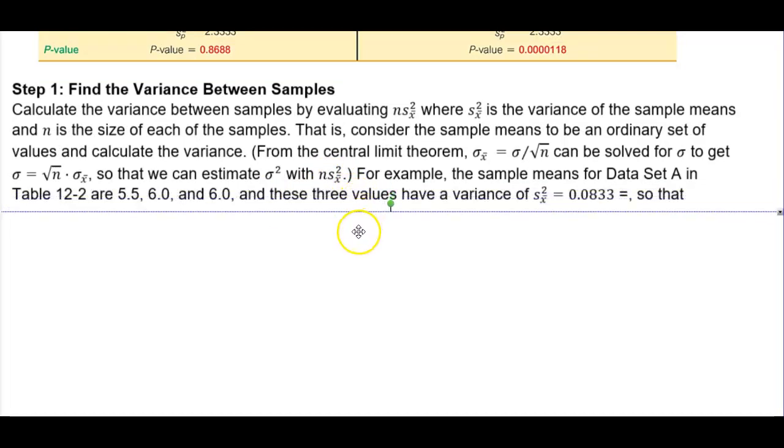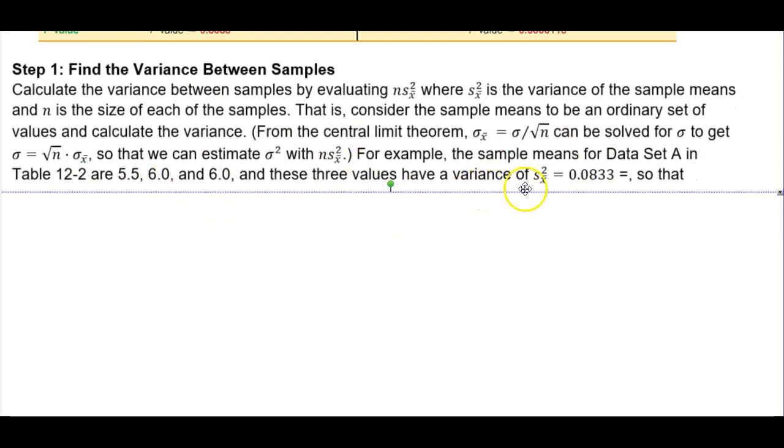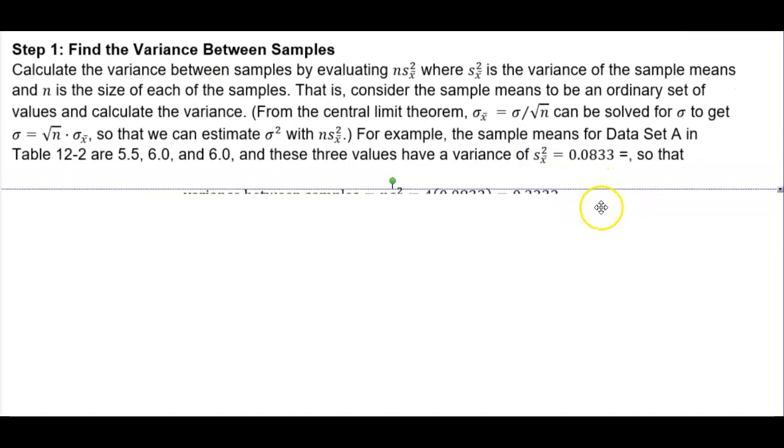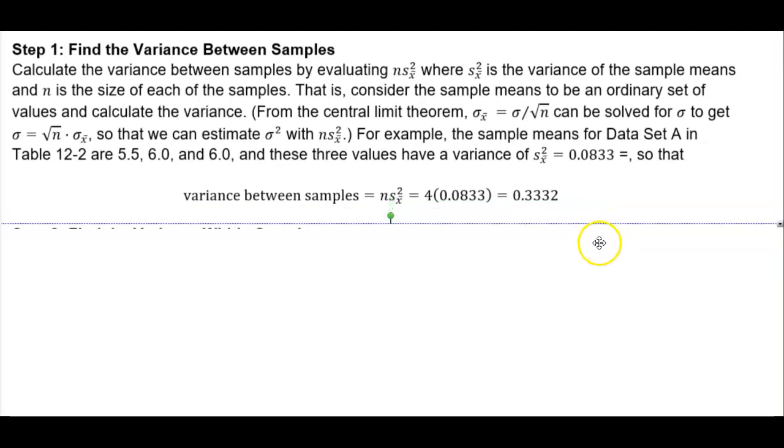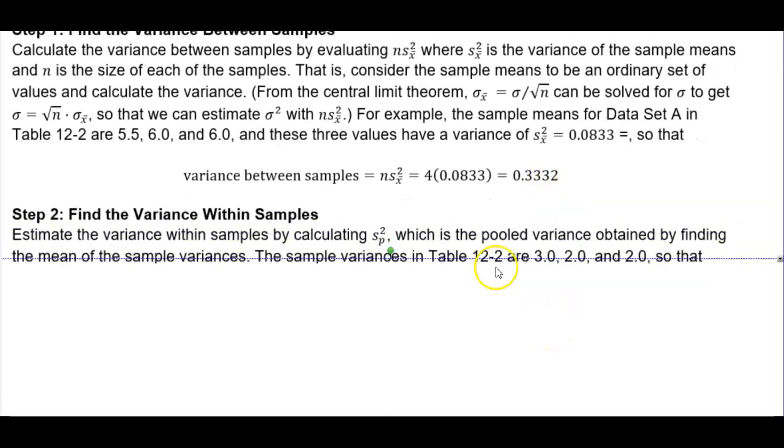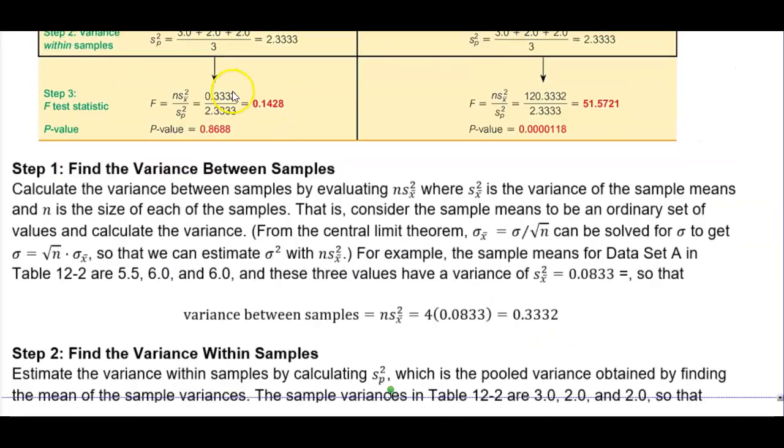So for example, the sample means for data set A that we found from table 12.2 were 5.5, 6.0, and 6.0, and these three values have a variance of 0.833, which we found on StatCrunch. So just like we did above, the variance between samples is 4 times the sample variance of the sample means, which gave us 0.3332. And again, we're just repeating the steps from what we did up here.